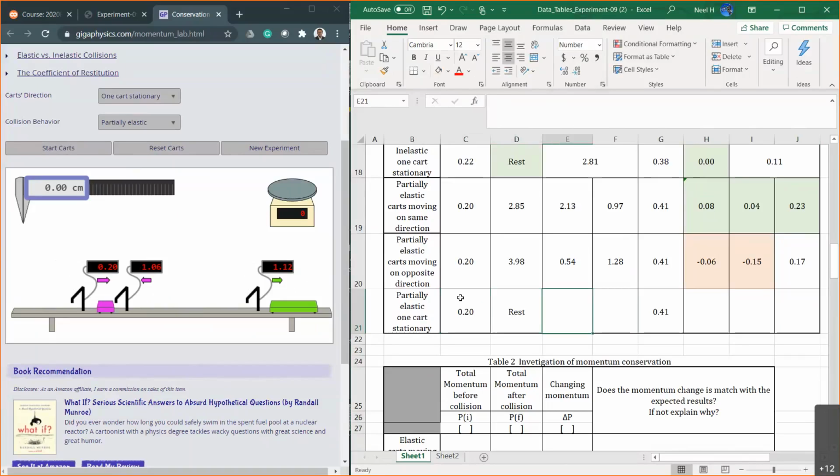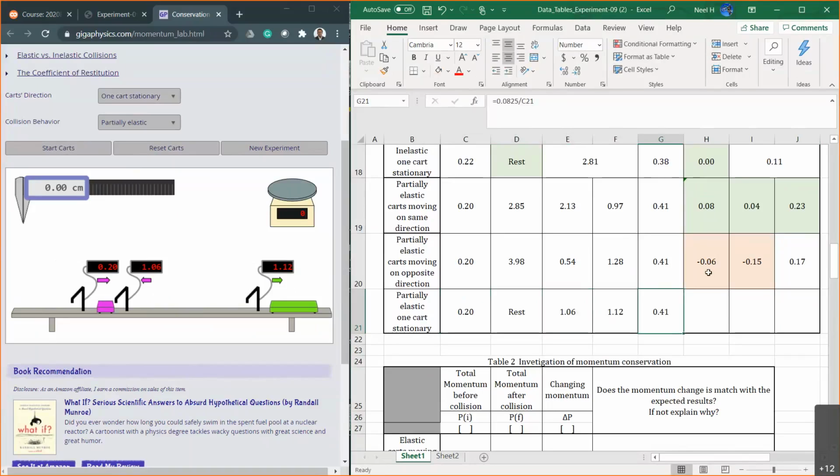I'm going to just type that in. After collision, card number 1 is 1.06, but it's negative. We'll put that negative sign for the velocity. Card number 2 after collision is 1.12.